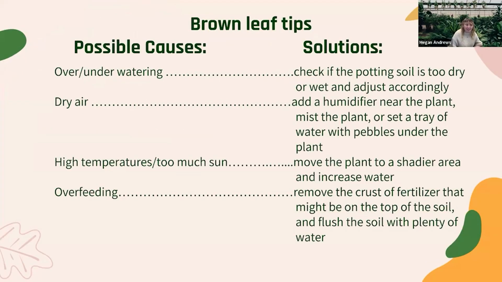Firstly, brown leaf tips. This is often caused by either over or underwatering, the air being really dry, high temperatures and too much sunlight, or overfeeding. I'm not going to read through all of the solutions for this. We're going to talk through a lot of photos. That's why I gave you guys the PowerPoint slides, because there's a lot of information on these slides and then a lot of photos. So here, let's talk about this first one.